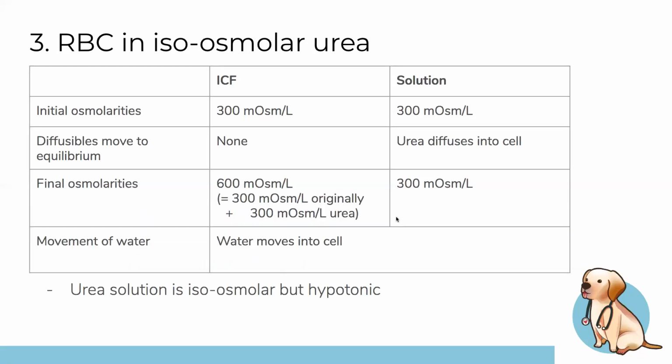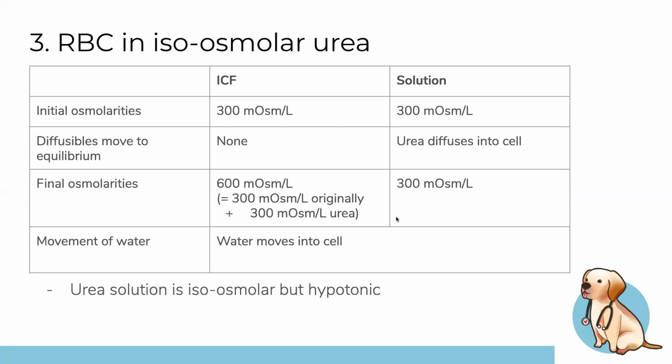If we look at isoosmolar urea solution, once again, the initial osmolarities are both 300, but urea can diffuse into the cell. So that means there's some movement occurring. So we're imagining one tiny red blood cell inside like a bath of water. So when the urea moves into the red blood cell, the osmolarity of the solution effectively doesn't change because there's so much of the solution.